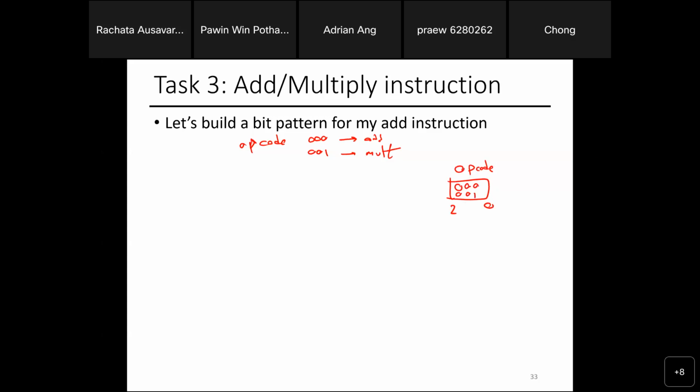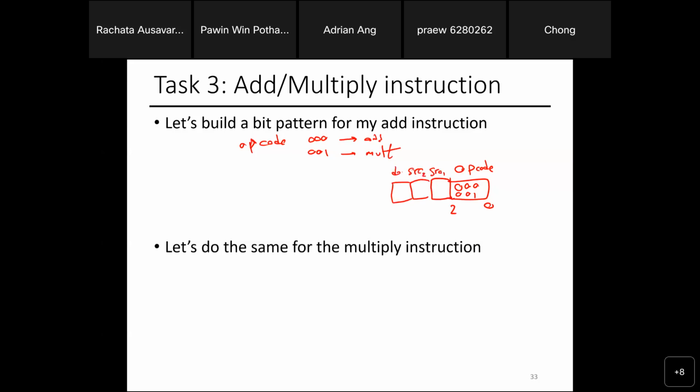Now, what other information do you need from it? The input and the output, right? Let's call it source 1, source 2, and destination. Where should you put it? Okay, let's make it easy. Let's put my register next to this guy. So, source 1, source 2, destination. This is bit 3 to bit 4, bit 5 to bit 6, bit 7 to bit 8.